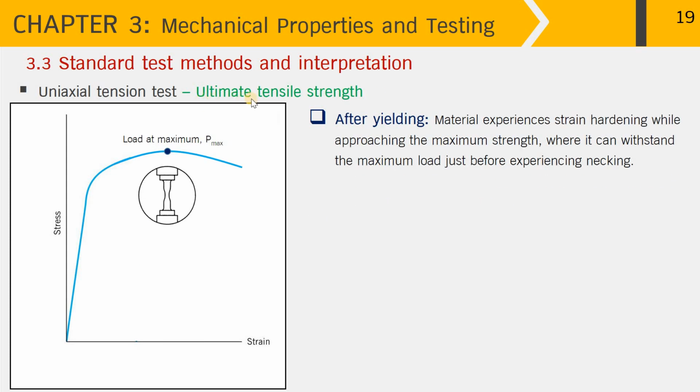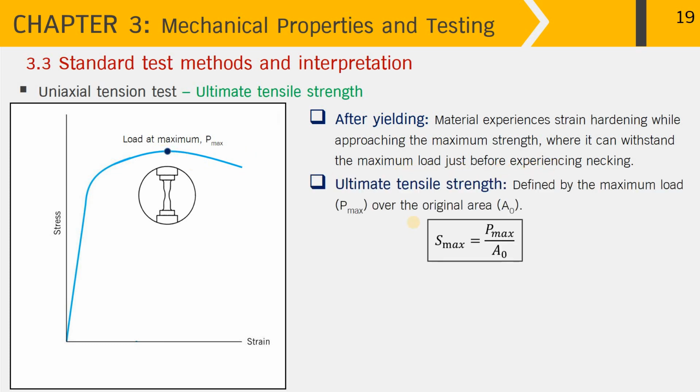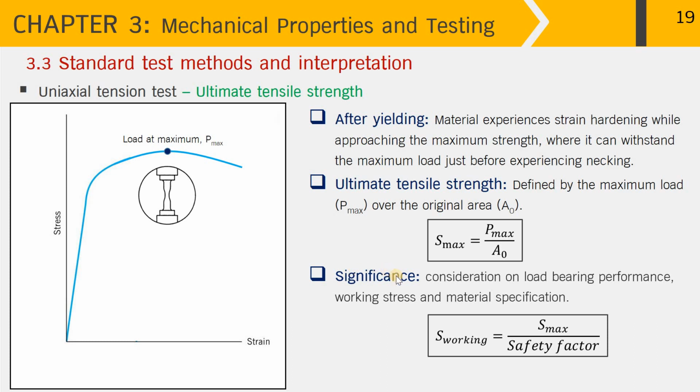And next, at the ultimate tensile strength, you see that after yielding, the material experiences strain hardening while approaching the maximum strength, where it can withstand the maximum load just before experiencing necking. And over here, the ultimate tensile strength can be defined by the maximum load over the original area, as you can see from this expression. The significance of the ultimate tensile strength is when we consider load-bearing performance, working stress, and material specifications.